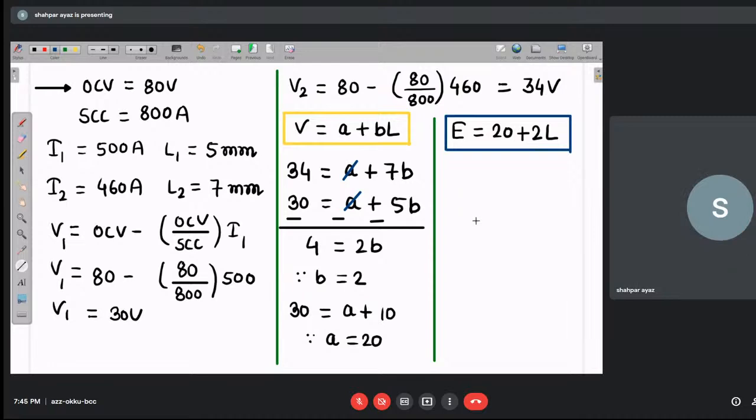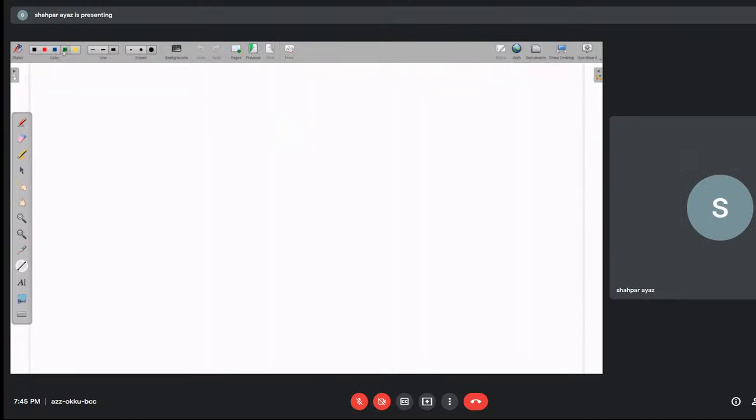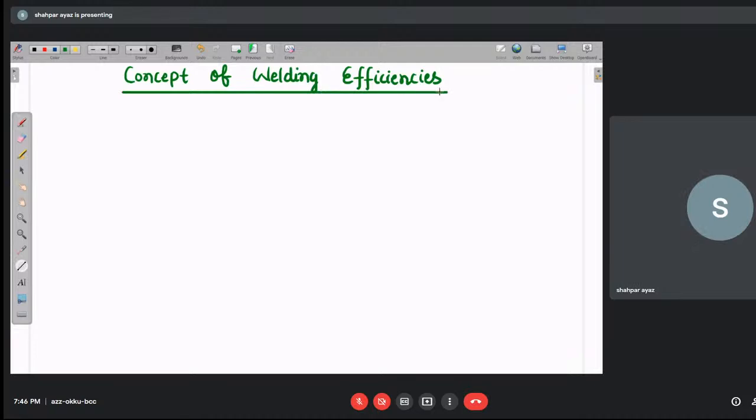Now see guys, welding efficiencies, the concept of welding efficiency. Let's understand.